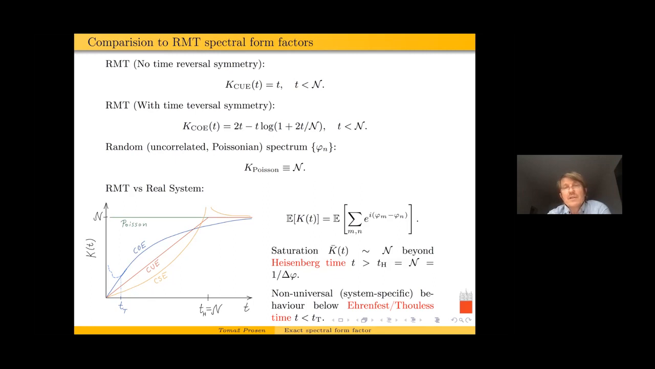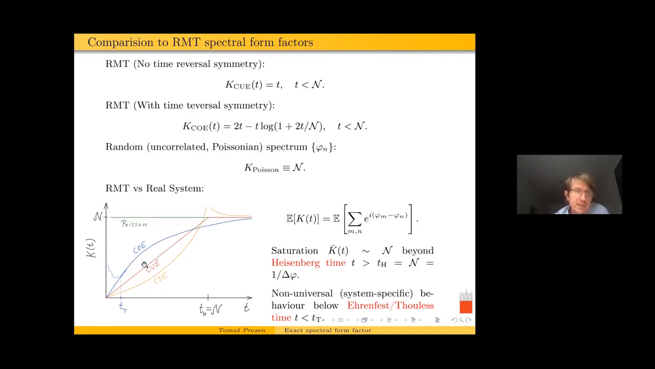And the two relevant ensembles that we have to consider are the unitary and orthogonal ones, which are present without or with time reversal symmetry. I will not discuss any other ensembles in this talk. And just a brief sketch of how this looks. The main difference between COE and CUE is the slope with which the spectral form factor starts to grow, the so-called ramp. The slope is one or two, depending on the existence or non-existence of time reversal symmetry.